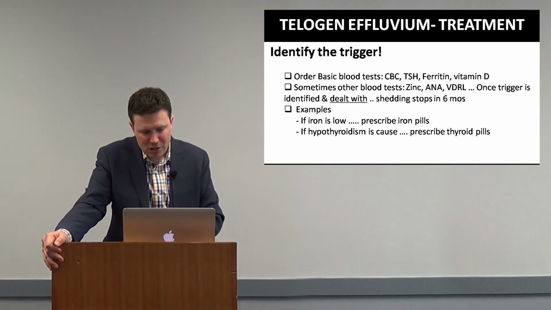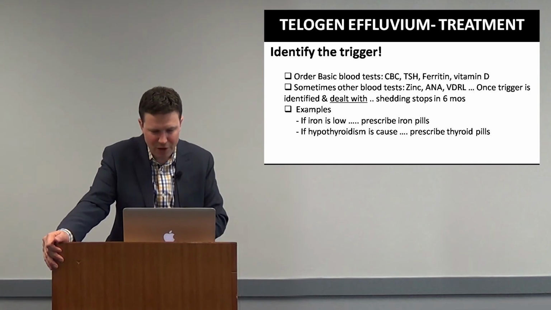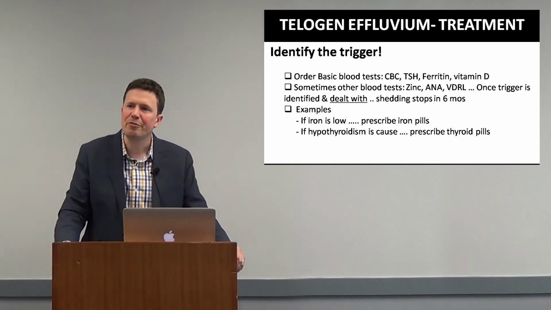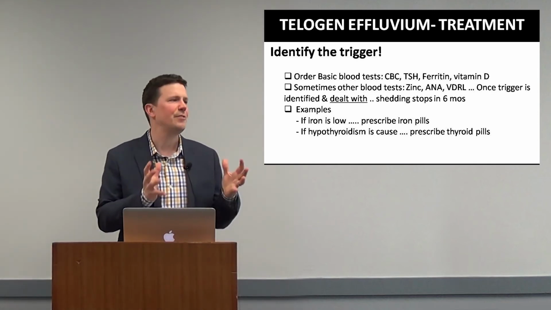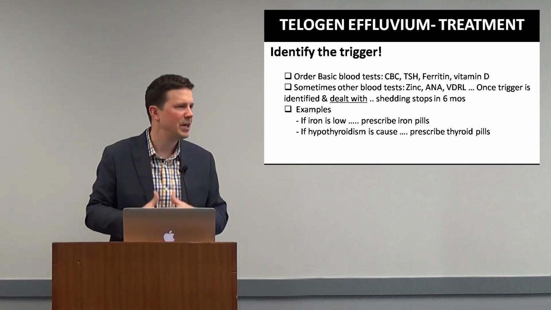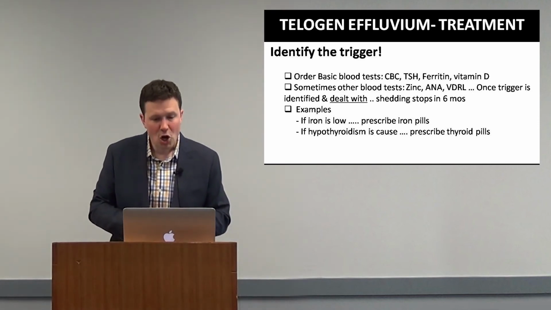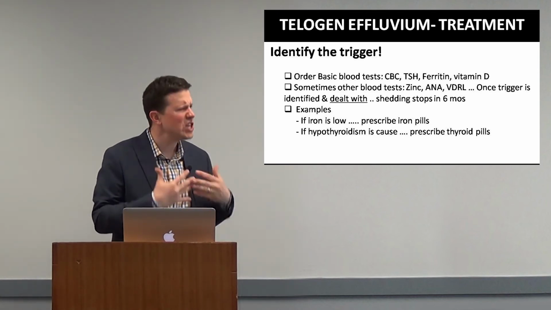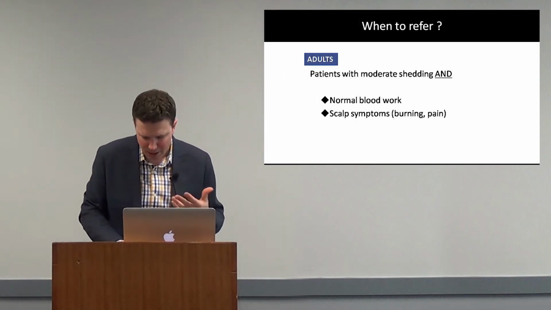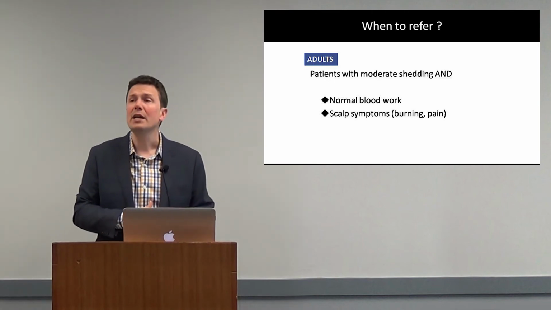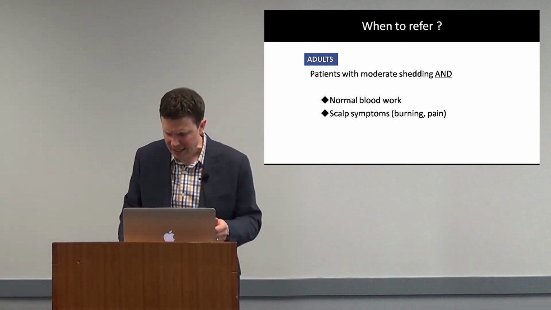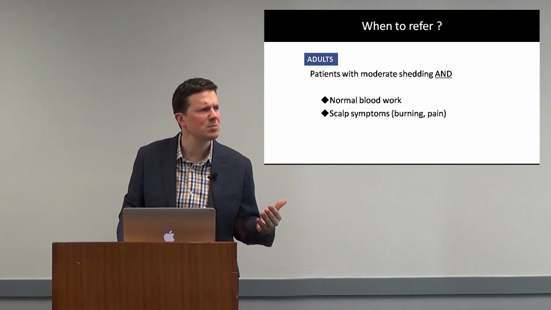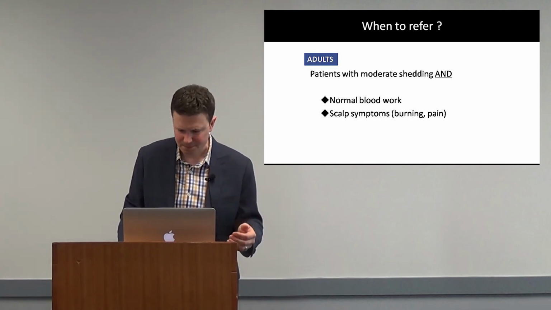But if the patient's iron is low, we prescribe iron pills. If their thyroid is abnormal, we fix the thyroid. If you identify the trigger and fix it, the patient's hair loss likely improves. Who should you refer? Consider referring patients who have shedding that they're troubled with and the blood work is normal, or refer patients who have shedding and they have marked scalp symptoms like burning and pain.